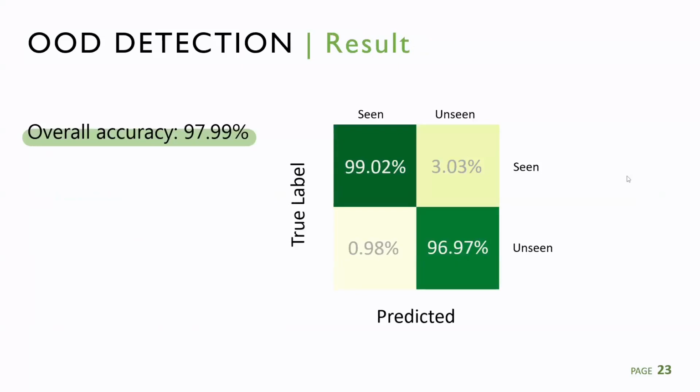And here is the result. Remember, we split the data into training and tests at the ratio of 8:2, right? So this is the test result, and we reach an accuracy of 97.99, and that's pretty high. And I think it's very useful.